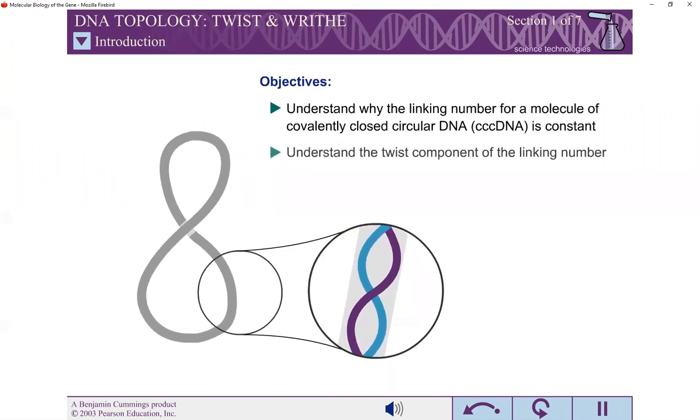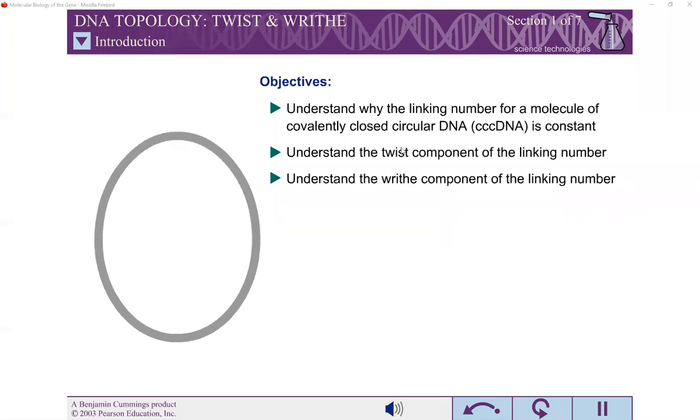Understand the twist component of the linking number. Understand the writhe component of the linking number. And understand how cells utilize supercoiling. In this particular lecture, we will be paying attention to understanding the concept of linking number. What is this linking number? For a molecule of cccDNA, which is a circular covalently closed DNA molecule, this DNA molecule, which you can visualize on your screen, is a cccDNA molecule.